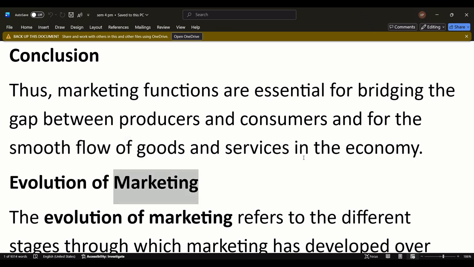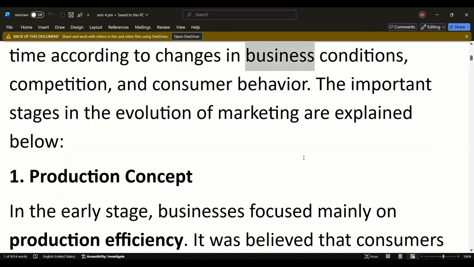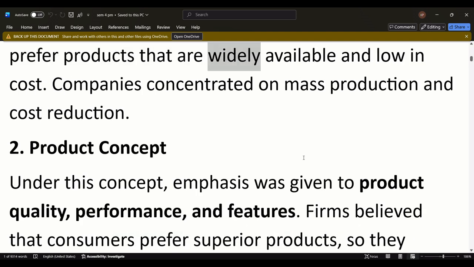Evolution of marketing. The evolution of marketing refers to the different stages through which marketing has developed over time according to changes in business conditions, competition, and consumer behavior. The important stages in the evolution of marketing are explained below. 1. Production concept. In the early stage, businesses focused mainly on production efficiency. It was believed that consumers prefer products that are widely available and low in cost. Companies concentrated on mass production and cost reduction.